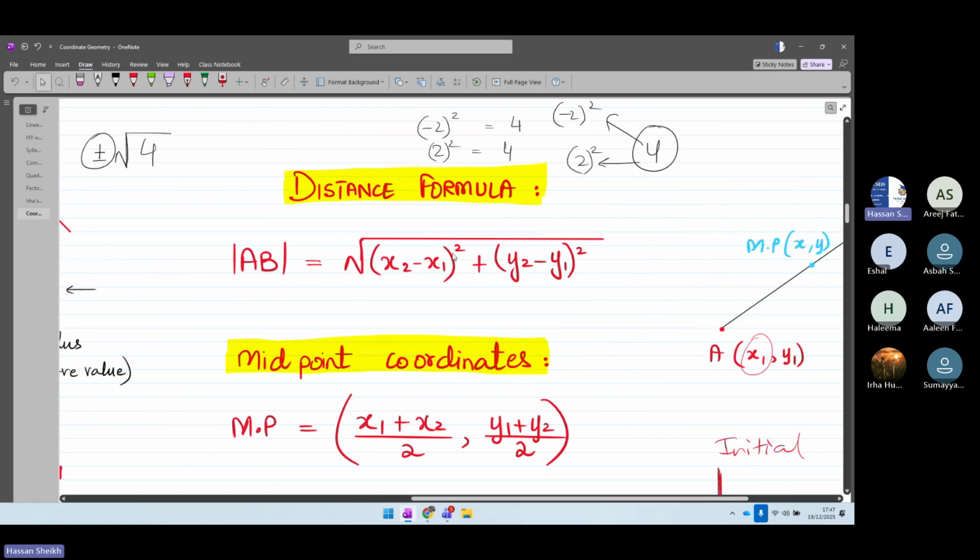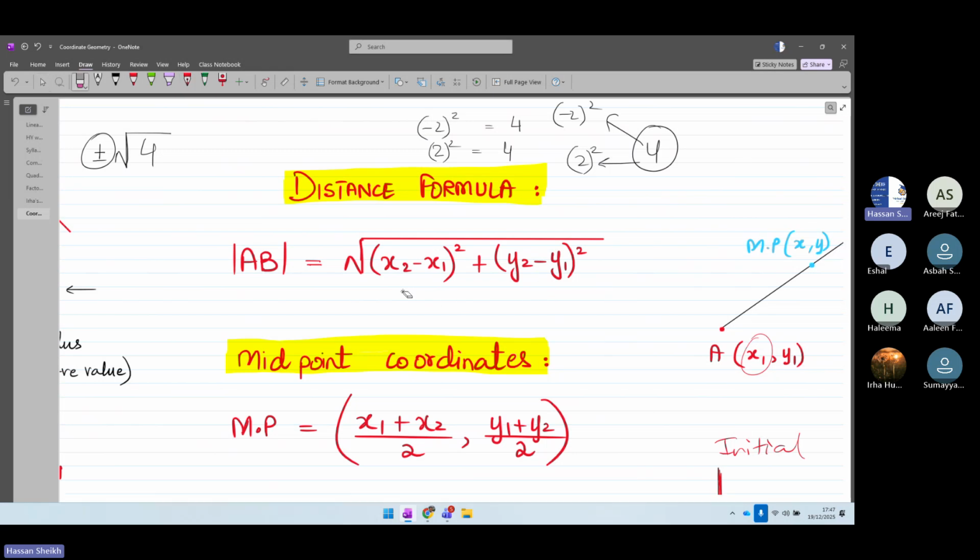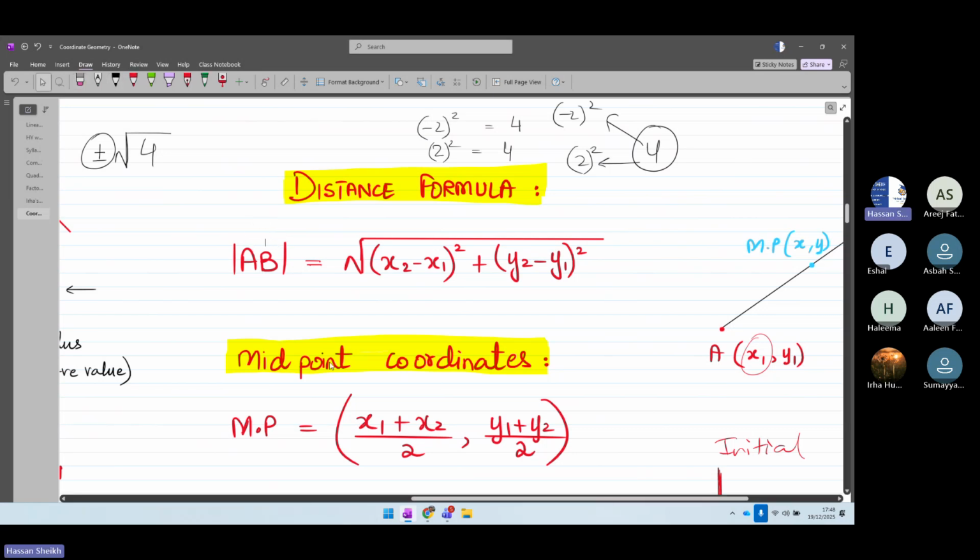So do you understand why we have x2 minus x1 and y2 minus y1 in this formula? Because we are finding the distance between points A and B. A, B means the initial point is A and the final point is B. We initially started off with A and ended up at B. So the final point is B and the initial point is A.